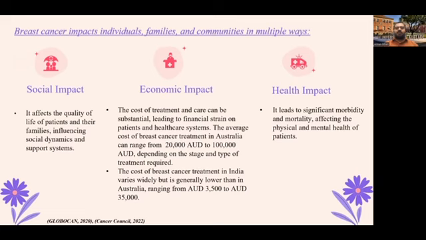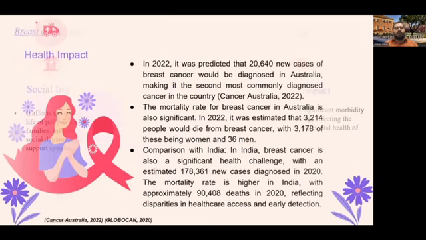So let's focus on the major health impacts of breast cancer, where it leads to significant morbidity and mortality rates, which affect the physical and mental health of patients. I'll be going into detail of health impacts. In 2022, it was predicted that 20,640 new cases of breast cancer would be diagnosed in Australia, making it the second most commonly diagnosed cancer in the country after skin cancer.